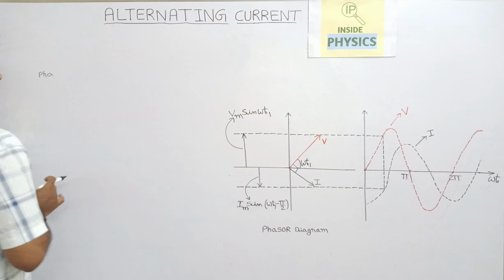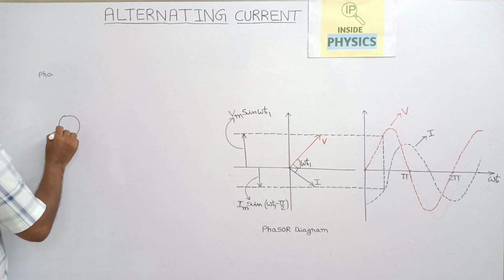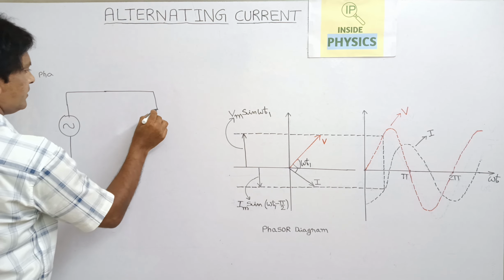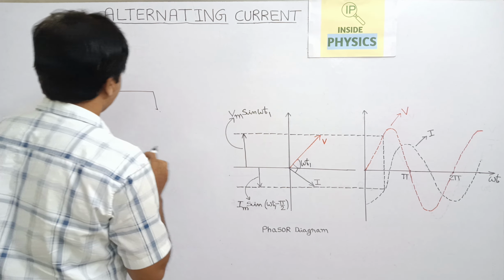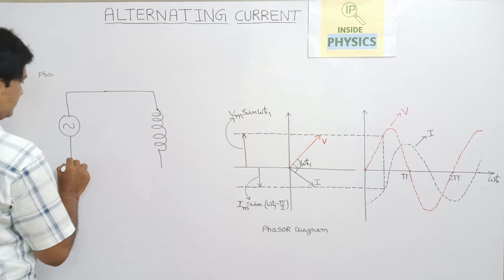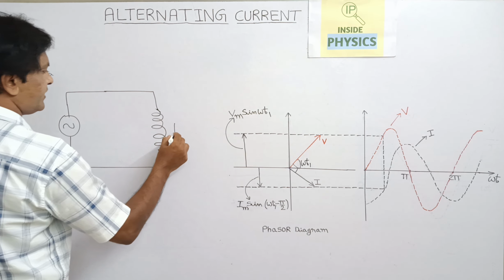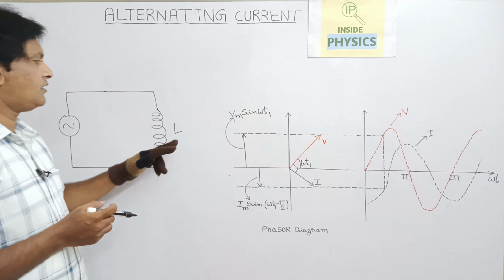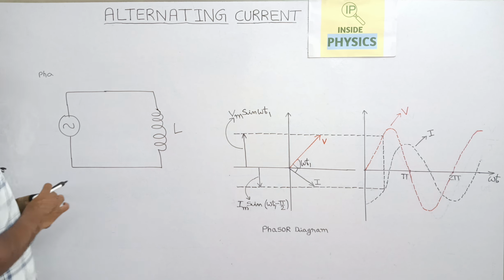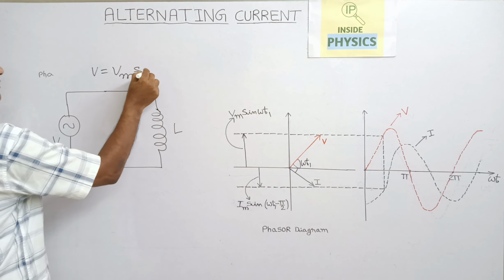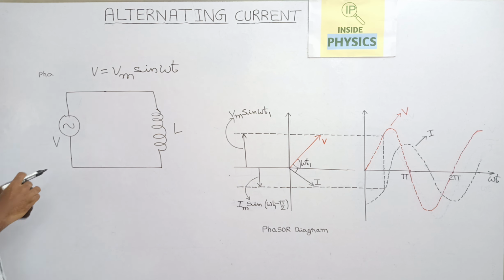So a simple AC circuit is drawn here, with only an inductor connected to the supply. This inductor has a self inductance L. By Faraday's law, it induces an EMF by itself, which is called self inductance, represented by L. The AC supply has a potential difference V, given by Vm sin omega t. Here there is a current flowing through the inductor.